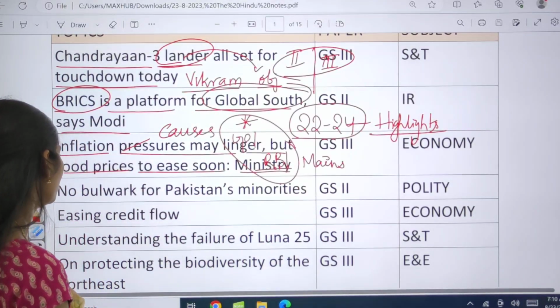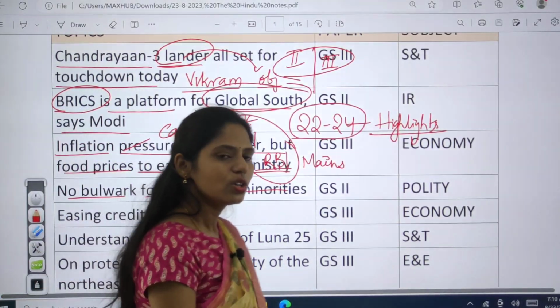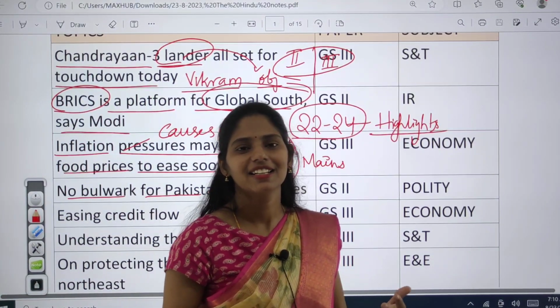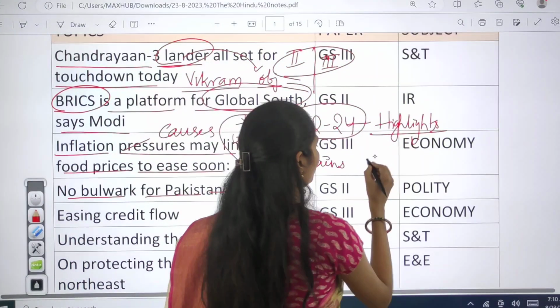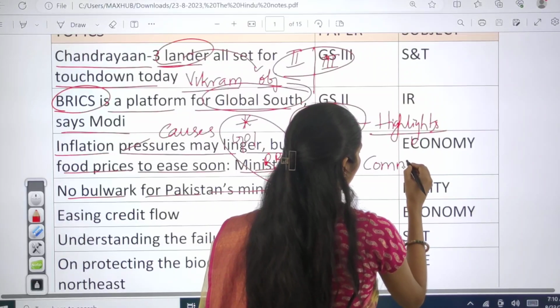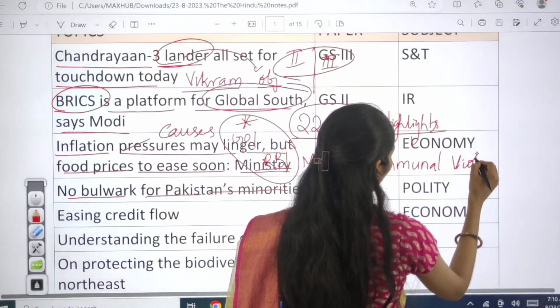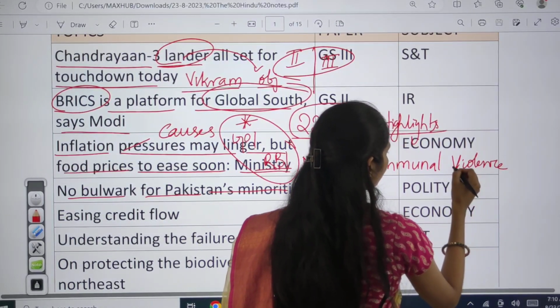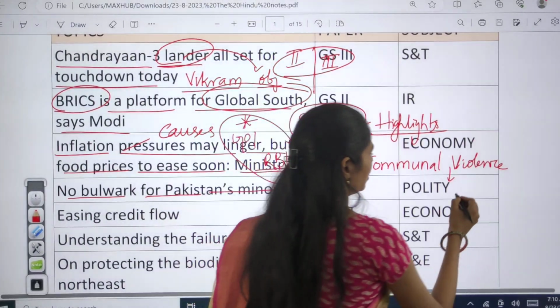And next topic is no bulwark for Pakistan's minorities. So actually, Pakistan is facing another new crisis now. It is communal violence. So Pakistan is facing communal violence. It is between two communities. So which are those communities?